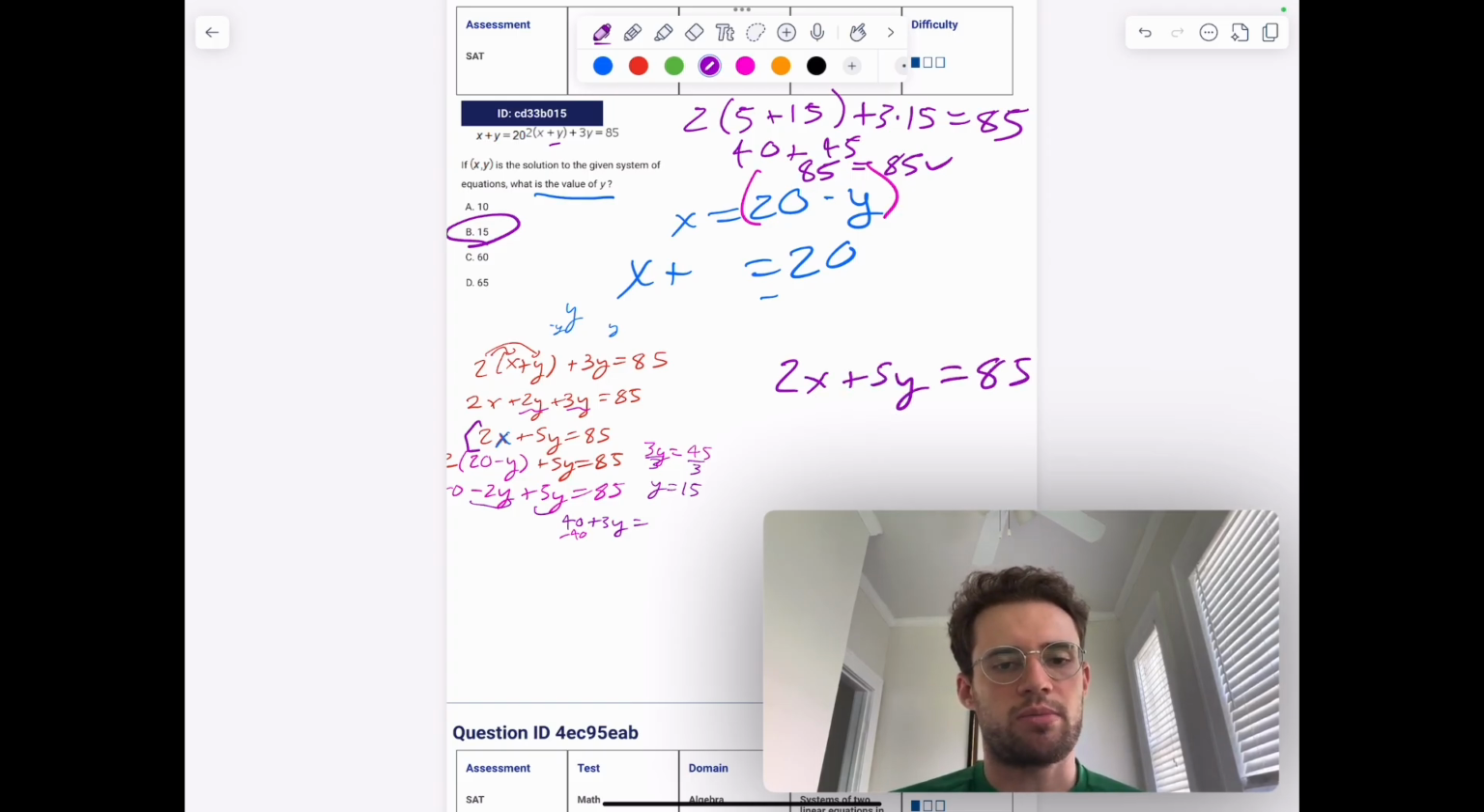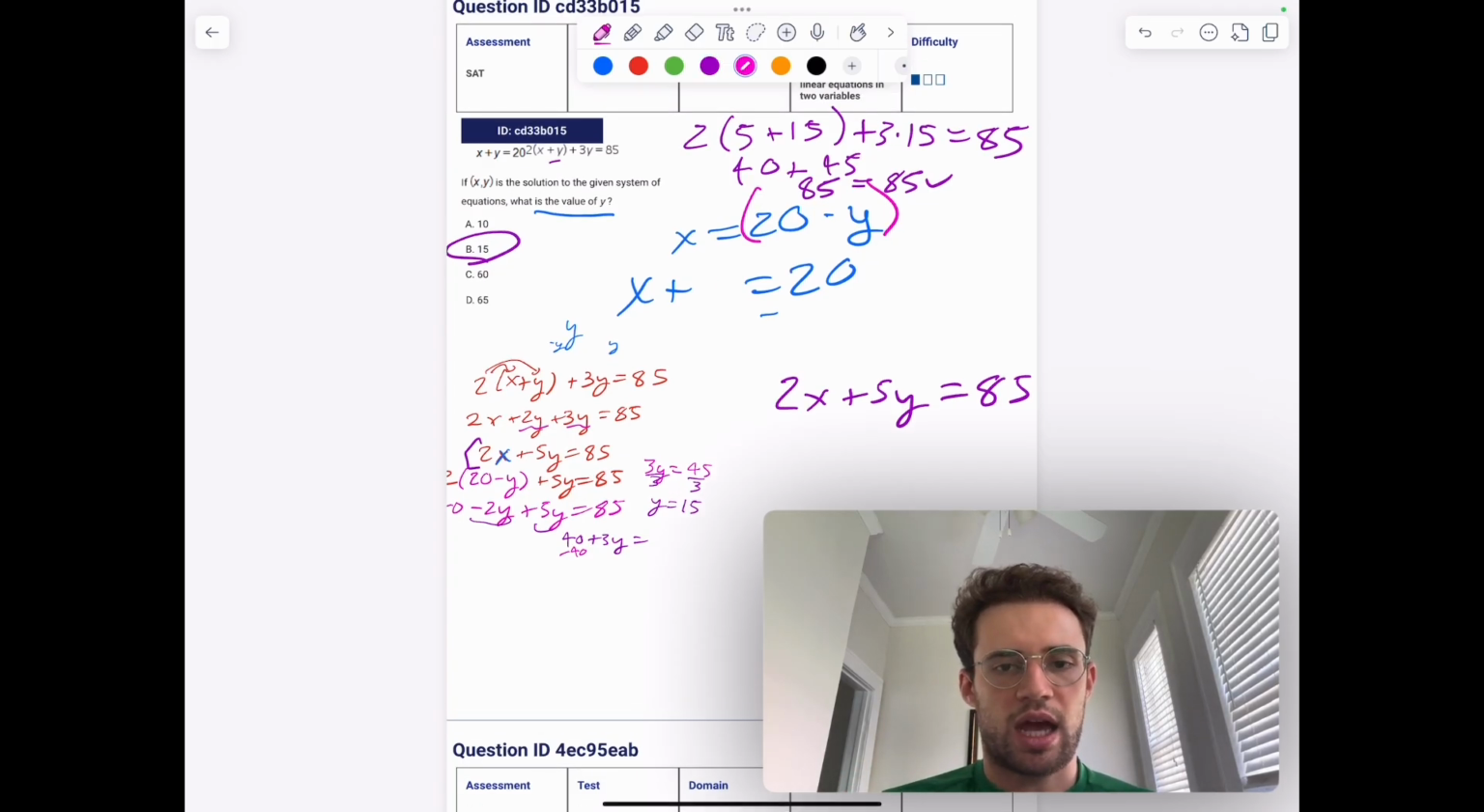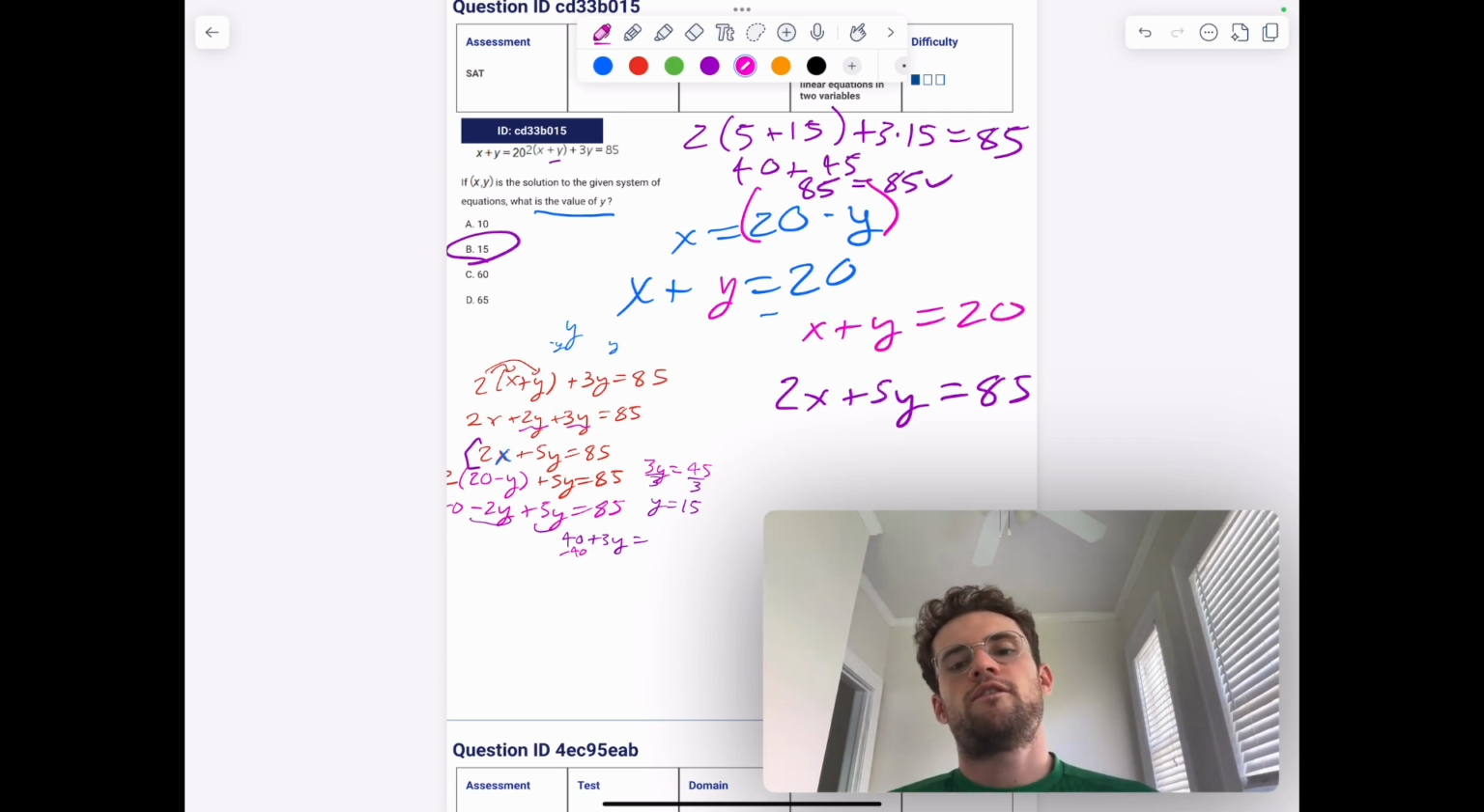We used the distributive property, distributed that 2, combined our like terms. We got this from the second equation. And the first equation they gave us was x plus y equals 20. So for elimination, you would choose which variable you want to eliminate. And for solving for y, you want to eliminate x.